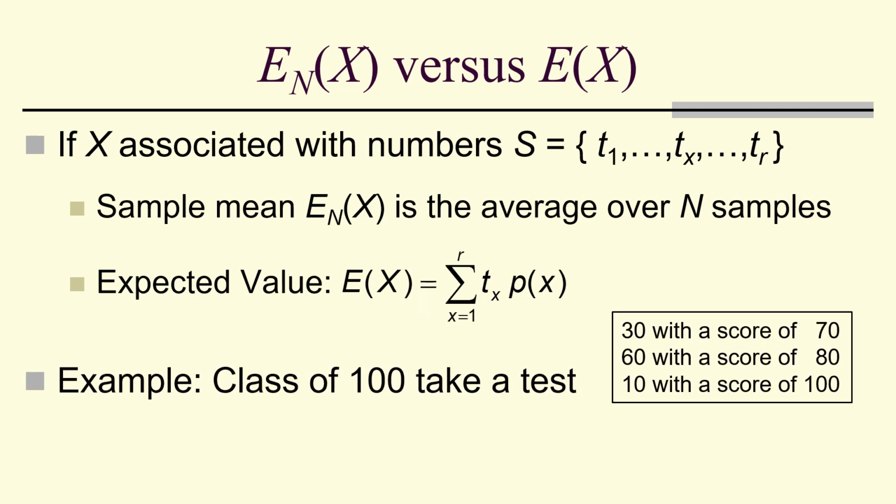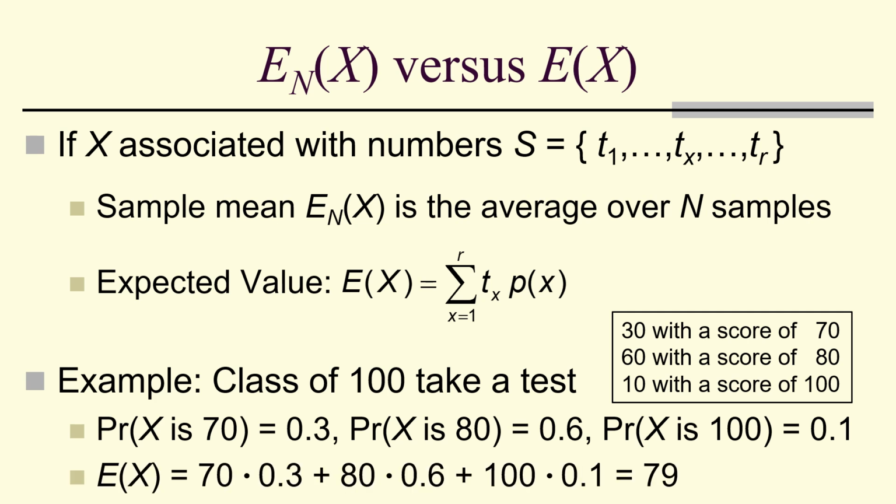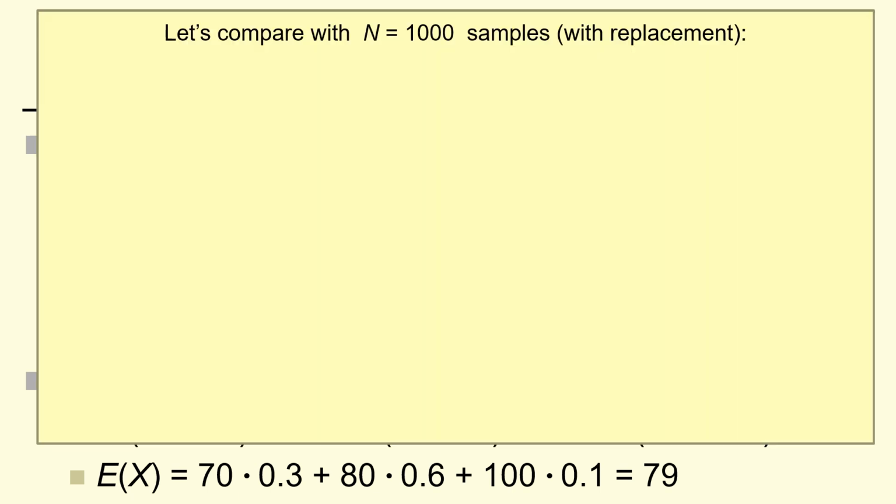For example, suppose we had a class of 100 that took a test, and 30 of them had a score of 70, 60 had a score of 80, and 10 had a score of 100. So our probabilities: probability of 70 is 0.3, 80 is 0.6, and probability of 100 is 0.1. The expected value is 79.